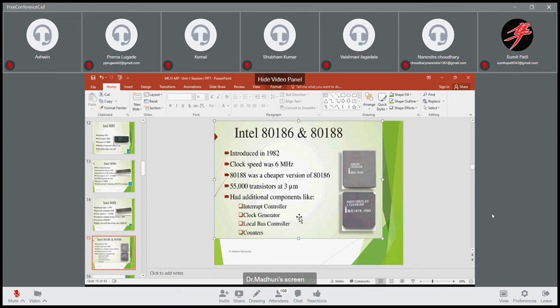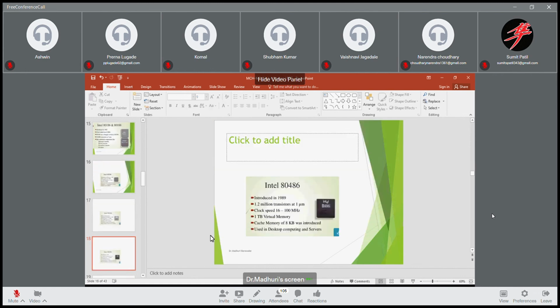Now this 186 microprocessor and 188, it is the cheaper version, the 80188. It has a clock speed of near about 6 megahertz, and it has included the interrupt controller, clock generator, local bus, and the counters. These are the ICs they have included in this microprocessor. Now after this you have the 80286.